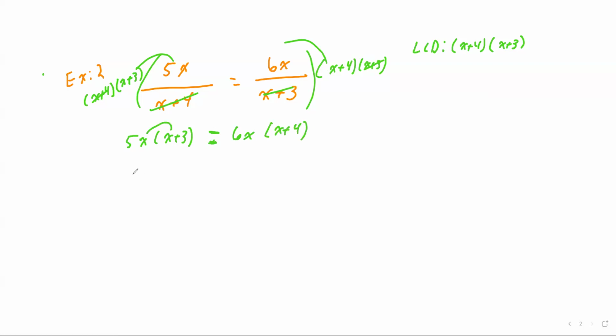So 5x times x is 5x squared. 5x times 3 is 15x. 6x times x is 6x squared. And 6x times 4 is 24x. Again, I don't want to deal with negatives, but I also want to set it equal to 0. So I'm actually going to subtract 5x squared on both sides and move everything to the right.